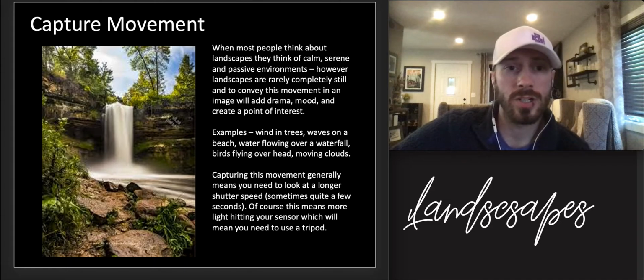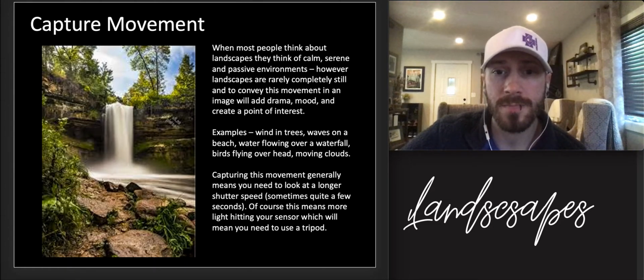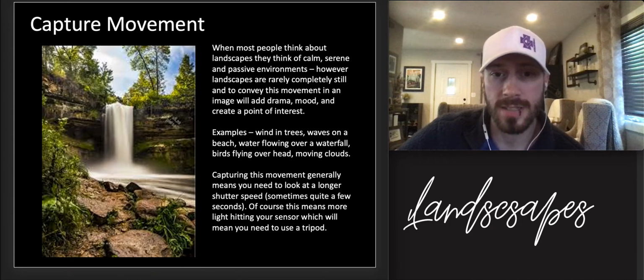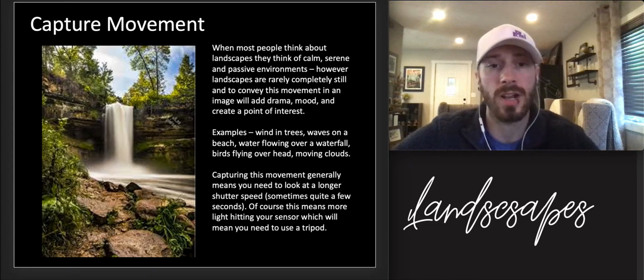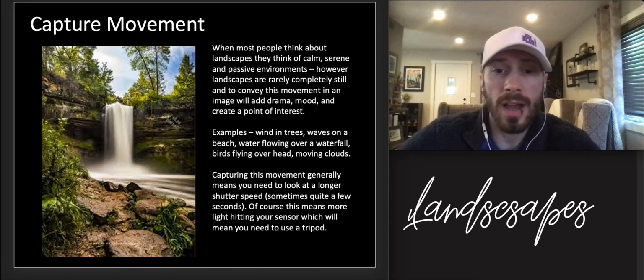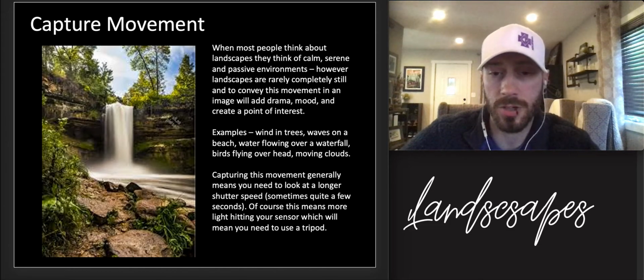Next is to create movement. When most people think about landscapes, you can think of calm, serene, passive environments. However, landscapes are rarely completely still, and you can still try to find some movement that's going on. It can add drama, add a different mood, and create a nice little point of interest. Since the shutter's a little bit longer, you could get some movement in there.